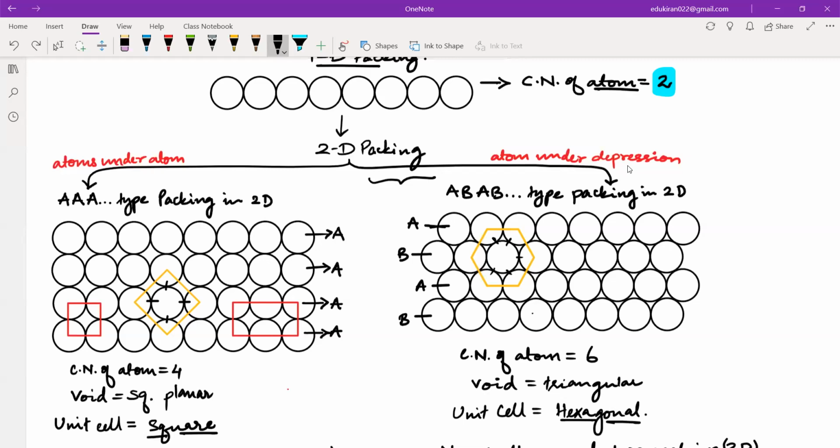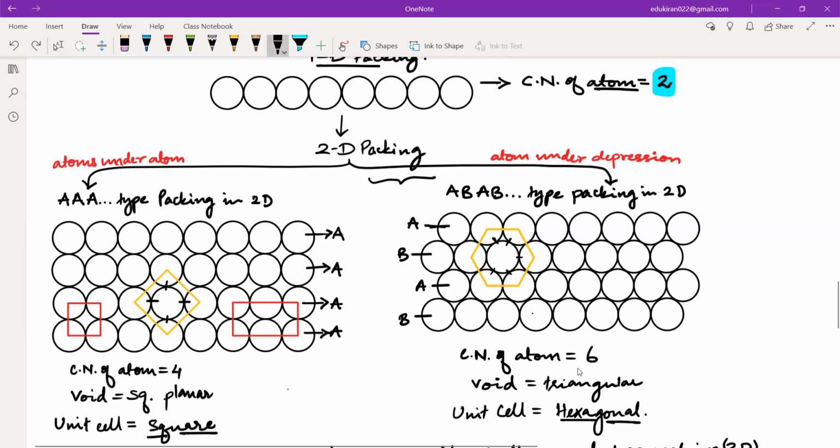And coordination number of the atom just means how many atoms are touching the center atom, the atom which is present not in the corners, but the middle ones. So the coordination number is 2 because each of these atoms is touched by 2 different atoms. Coordination number means how many atoms are touching it.